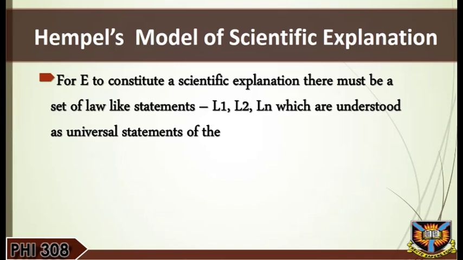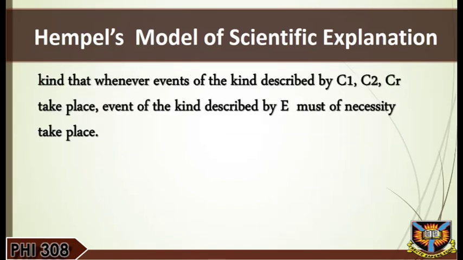According to Hempel, for it to constitute a scientific explanation, there must be a set of law-like statements, such as L1, L2, Ln, which are understood as universal statements of the kind that whenever events of the kind described by C1, C2, and C3 take place, events of the kind described by E must of necessity take place.